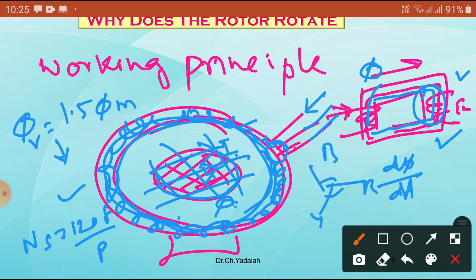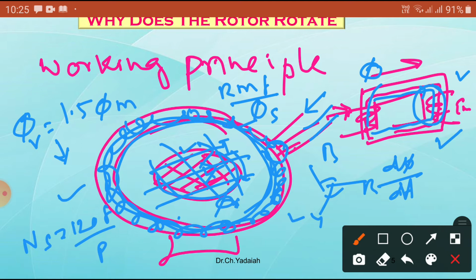Then this rotor field tries to catch the field in the air gap, the rotating magnetic field, RMF. So the rotor will try to rotate in the same direction as the rotating magnetic field. Then torque is developed in such a way that it tries to rotate. Now the motor is started. This is a basic idea.